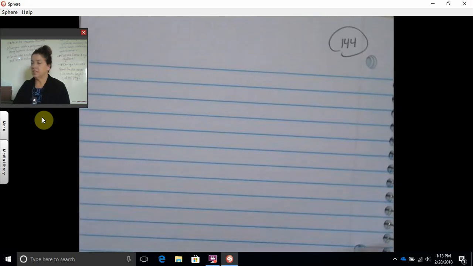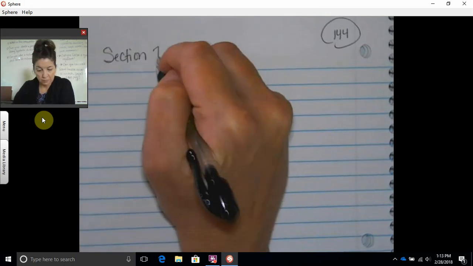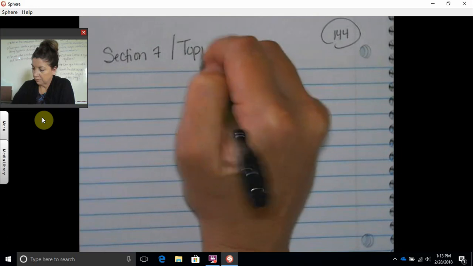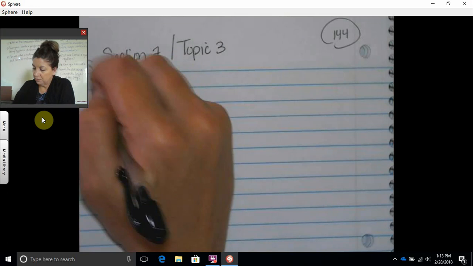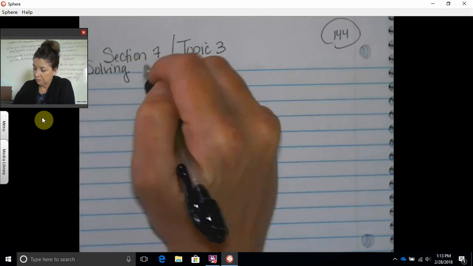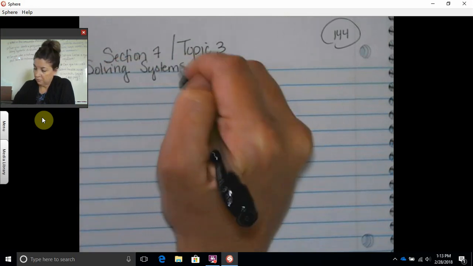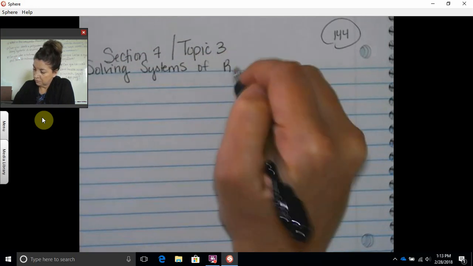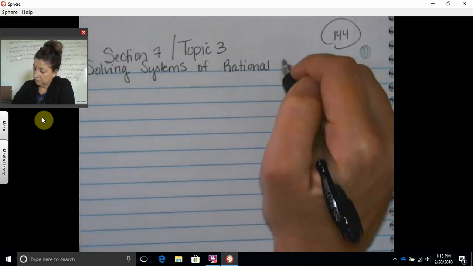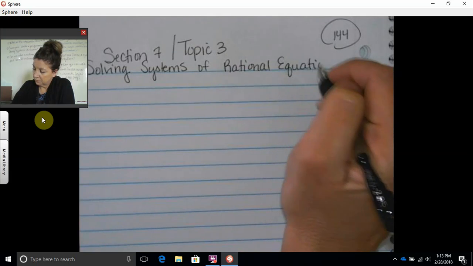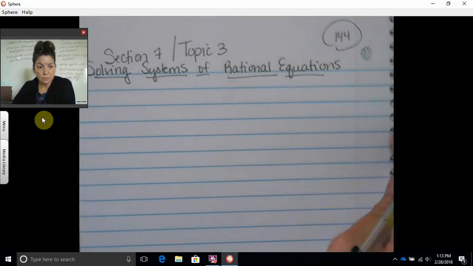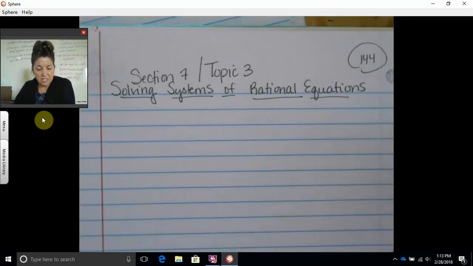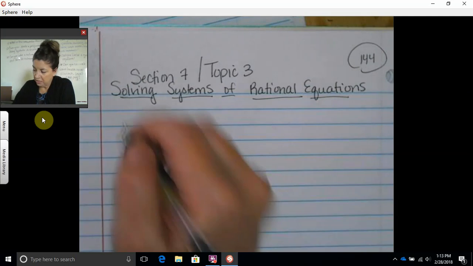All right, so this is section 7, topic 3, and it is called Solving Systems of Rational Equations. All right, first example. Consider the following system of rational equations.